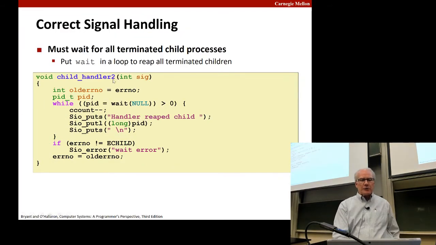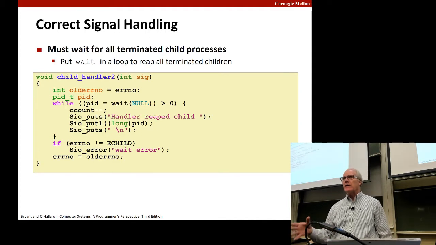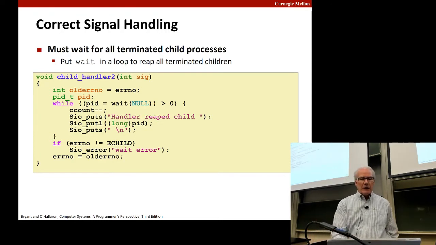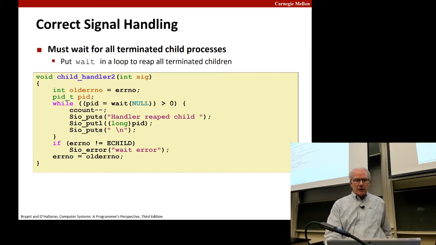And so the correct way to handle it is to write a loop within the child handler that calls wait over and over again until it gets a value less than or equal to 0, which is the way that the operating system basically tells the handler, hey, there's no children that need to be reaped at this point, so give it up. And so you'll see that potentially this child handler might just reap one child, or it might reap the whole set of them, or any combination of those.